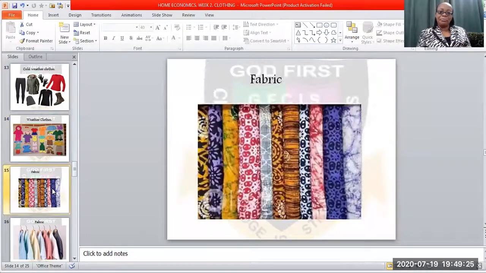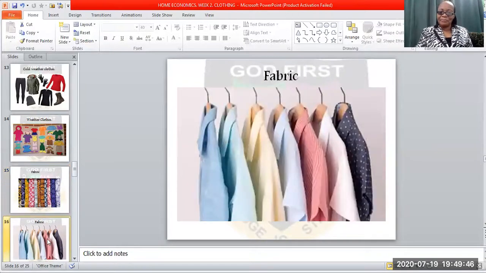Now we look at fabrics. There are different materials from which clothes are made. And these materials, we call them what? Fabric. We call them what? Fabric. Are we together? Look at the lined up shirts. They are of different fabrics.